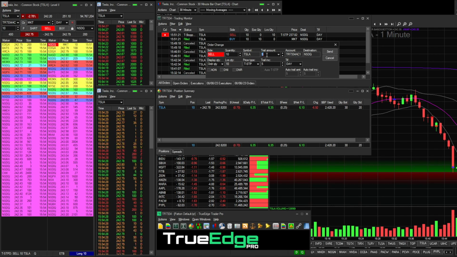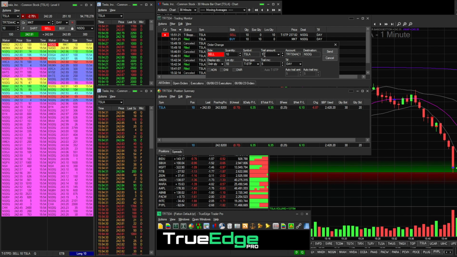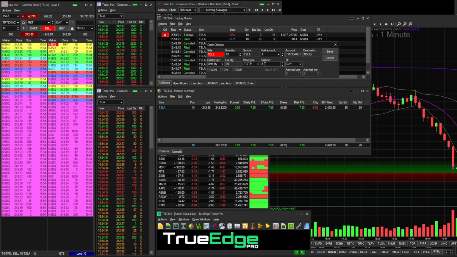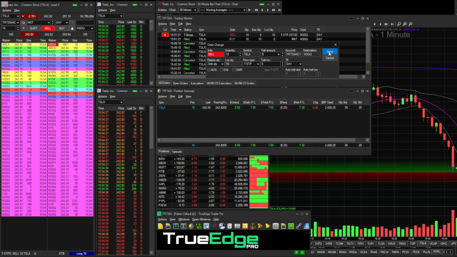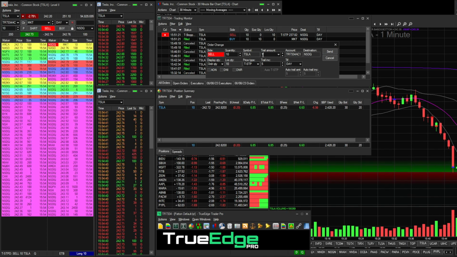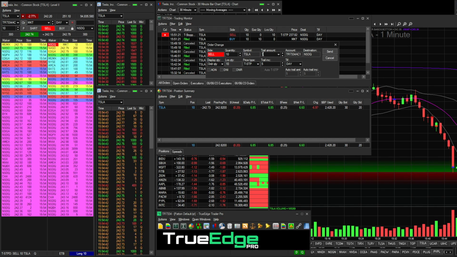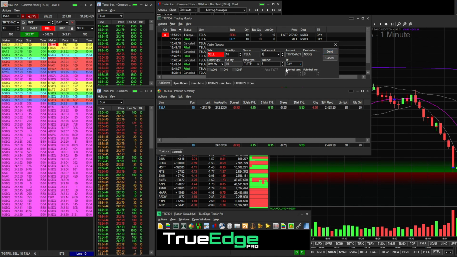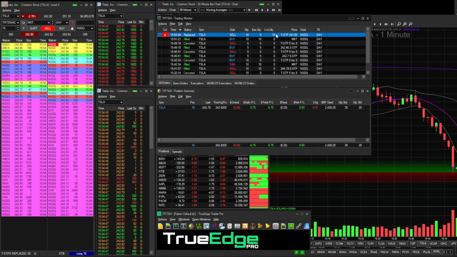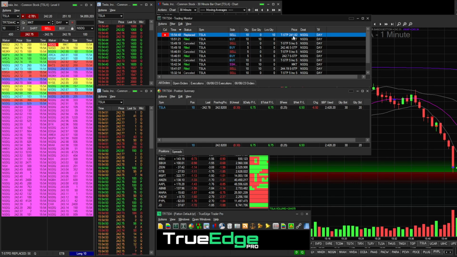So what if I did this? What if I made it 1 and I left this increment at $5? What's going to happen? Well, let's find out. The first thing that's going to happen is the stop loss is going to be moved to $1, in this case below our entry point. So it's going to be moved to 241.82. And there it is, 241.82.